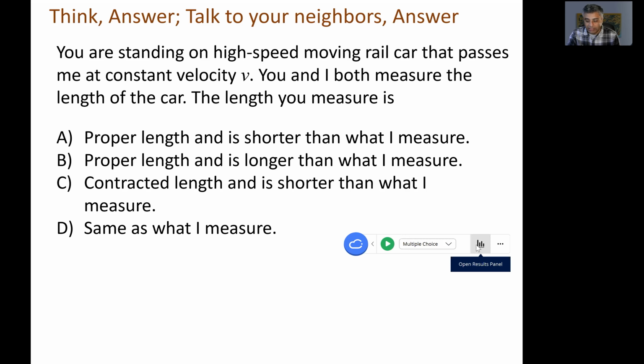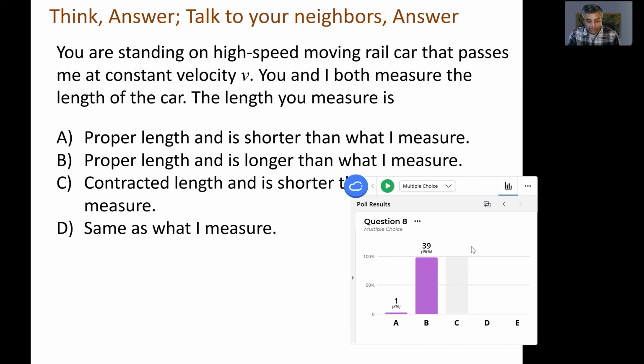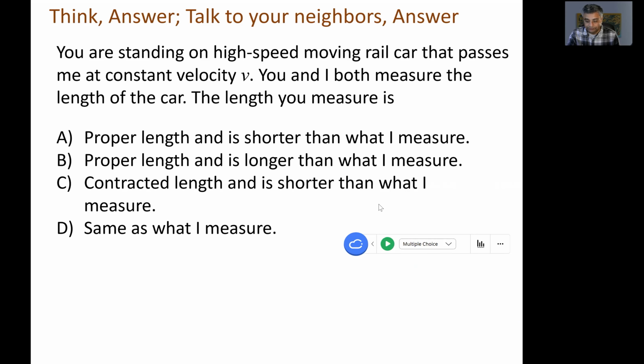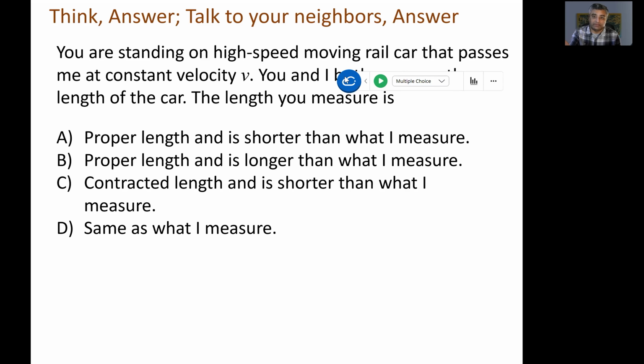Okay, let's see what we got here. B, and B seems to be the correct answer. So proper length is the length measured by the observer who is in the same frame of reference, right? So the length of the car means the person is measuring the length of the car, meaning that person is in that frame of reference. And we learned that proper length is longer than the other length, what we call contracted length, right? So yes, and that's that.